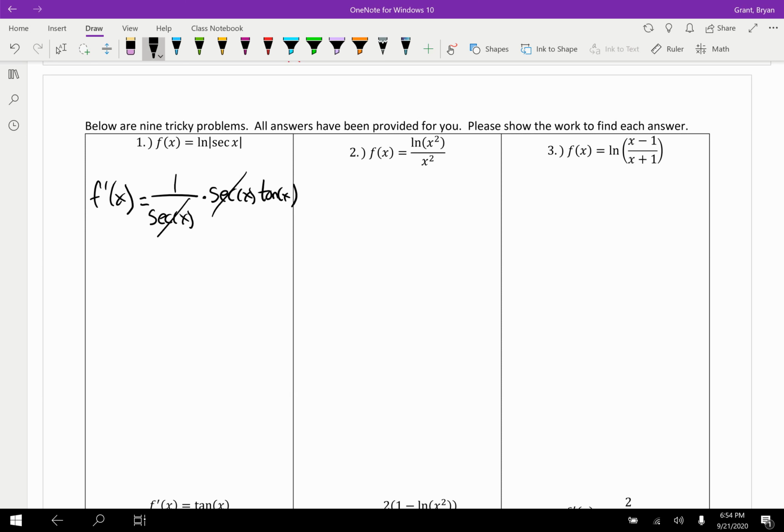Sure. Secant, cancel secant, and I think that gives us that f prime of x is tangent of x, and we have crushed it. Smiley face to fill the space.